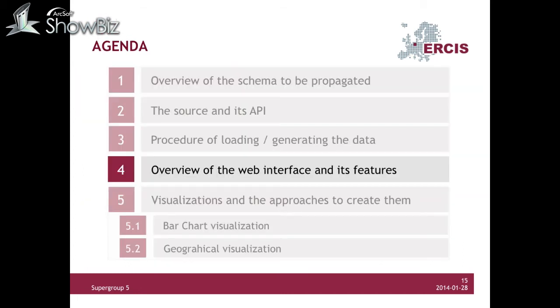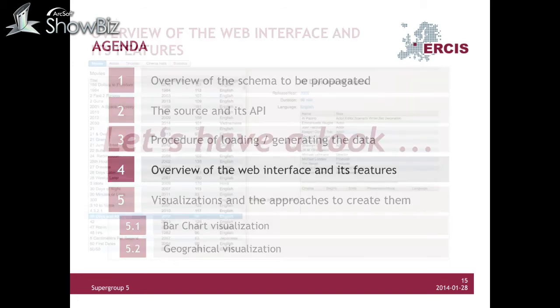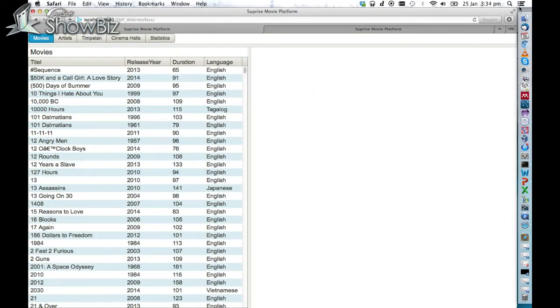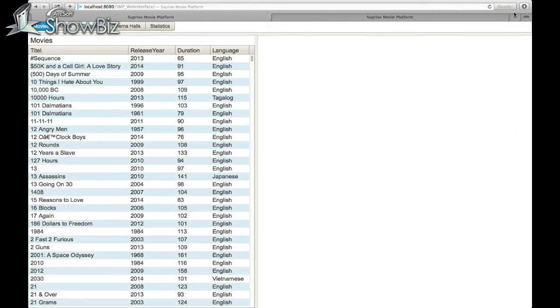Now we want to look at our data in the web interface. So let's investigate our new data in a live demo. To display the data, we implemented a plain web interface. It consists of 5 different views. At the top, you can find a navigation bar to select every view: movies, artists, time plan, cinema halls, and a statistics view. Let's start with our default view, which illustrates our movies.